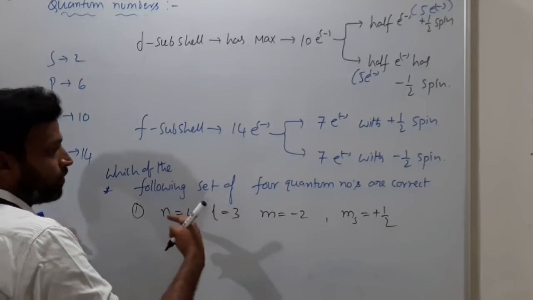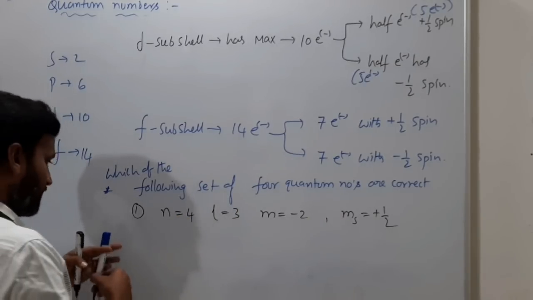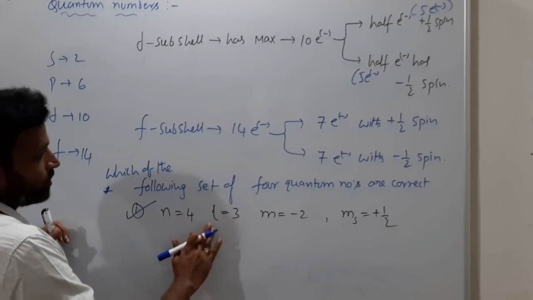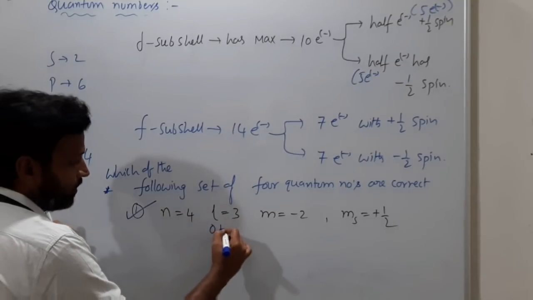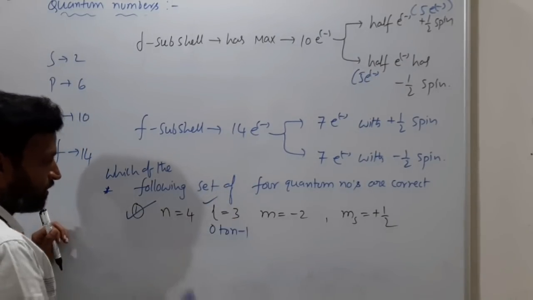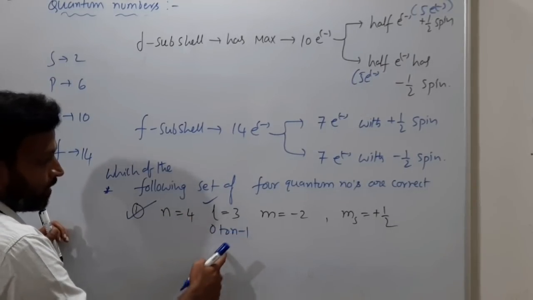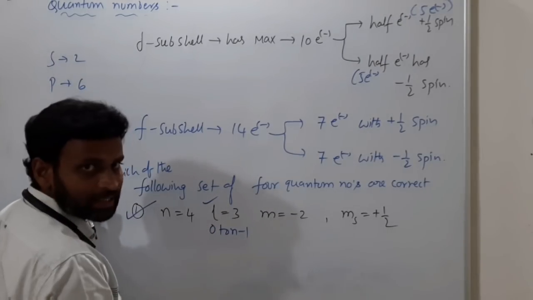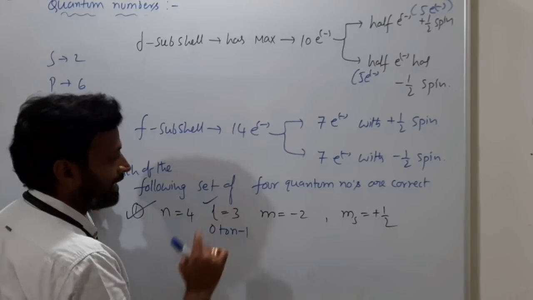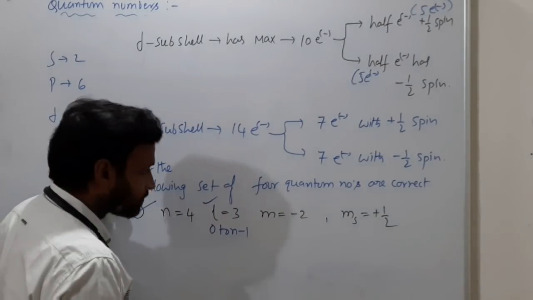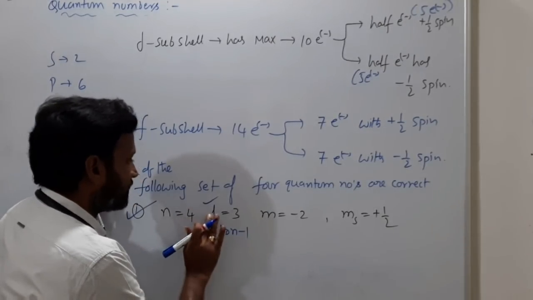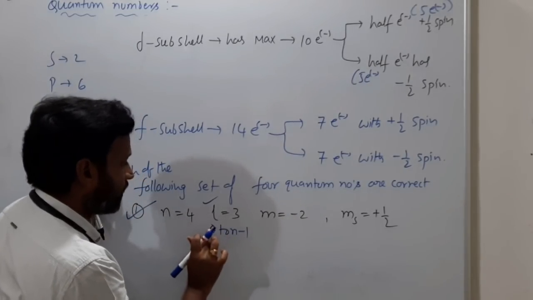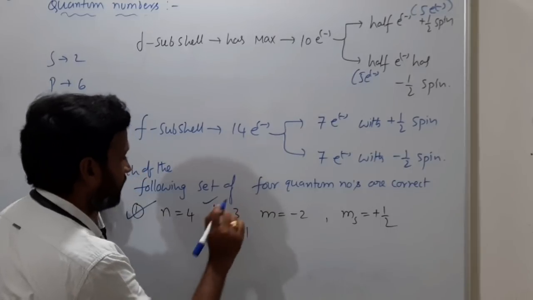Okay. Now, is this set of 4 quantum numbers correct or wrong? I will say yes, this is correct. Why is this correct? n is 4. l values are from 0 to n minus 1, so 0 to 4 minus 1. Any l value from 0 to 3 exists. Here n is 4 and l is 3, so yes, it exists, because l values are from 0 to 4 minus 1. Okay, l is 3, correct.